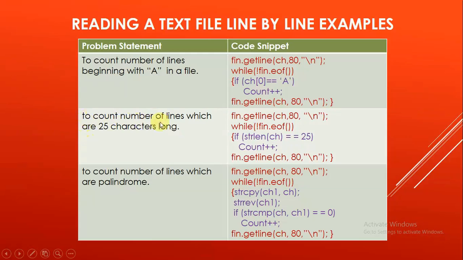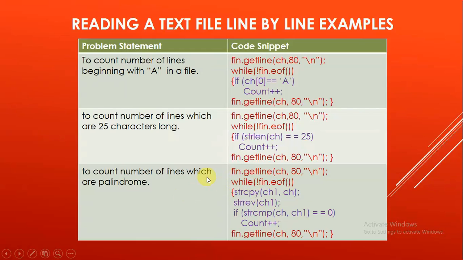Now suppose I want to count the number of lines which are 25 characters long. Again I will read one line at a time. I will check for the end of file condition, and then I will check whether the line which I have read is of 25 characters or not. If the length is 25, using the strlen function which is present in string.h, I will simply increment the variable count by 1, and then I will read the next line. This loop will continue till end of file is reached, and I will count all the lines which are of size 25. Please remember that the count variable is declared in the beginning before the loop, and it is initialized to 0 also.